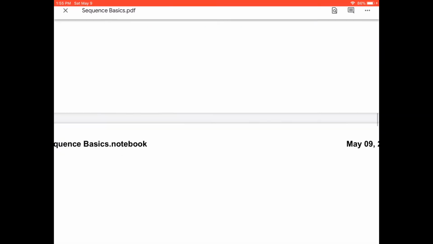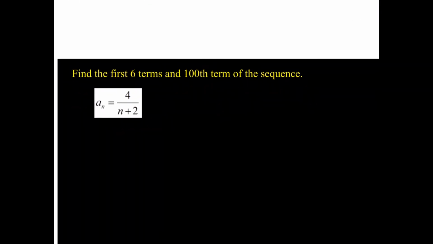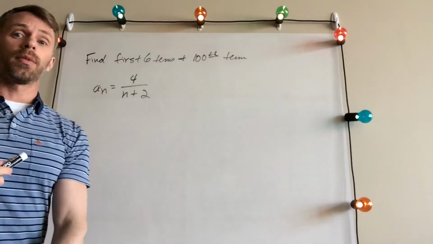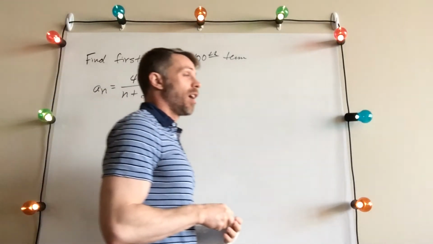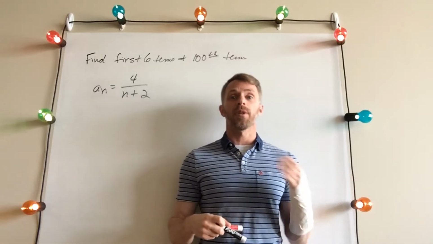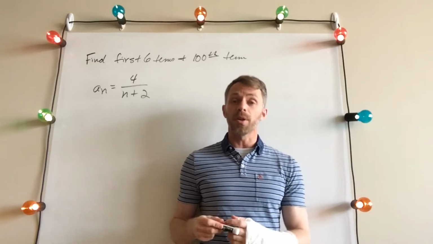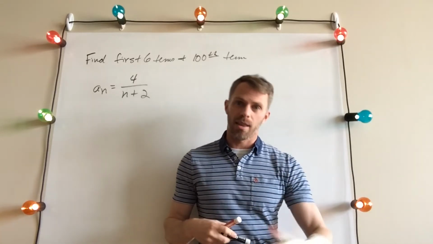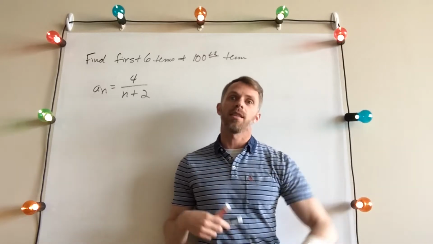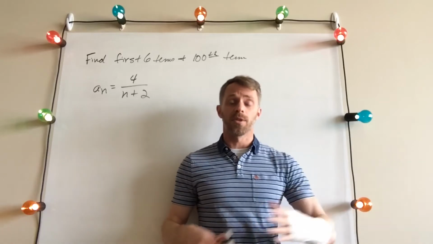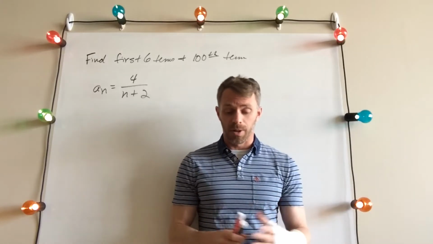So let's practice finding some terms of a sequence. Here we're asked to find the first 6 terms and the 100th term of our sequence. If we are asked to find the 100th term, I'm really hoping that we don't have the recursive rule, that we instead hopefully have the explicit rule. Because if we had to do this recursively, that would mean we would need to know the 99th term. And if we needed the 99th term, we need the 98th and the 97th and so on. So we would have to find those first 99 terms in order to find the 100th term if we were doing this recursively.